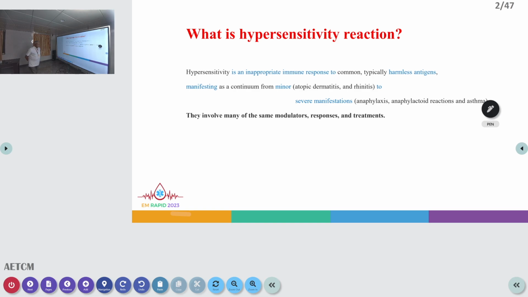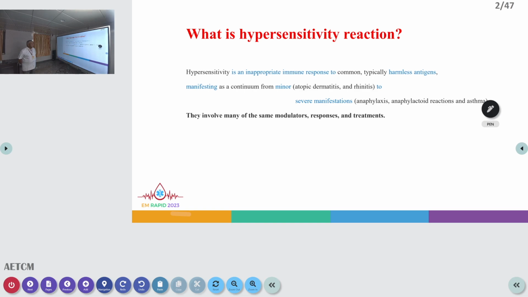The body protects itself by the immune mechanisms, that's the immune system. Sometimes when the immune system responds inappropriately to some common harmless antigens, this is called the hypersensitivity reaction. The normal immune mechanism, which is protective to the body, behaves abnormally and inappropriately even to harmless antigens. This is called the hypersensitivity reaction.